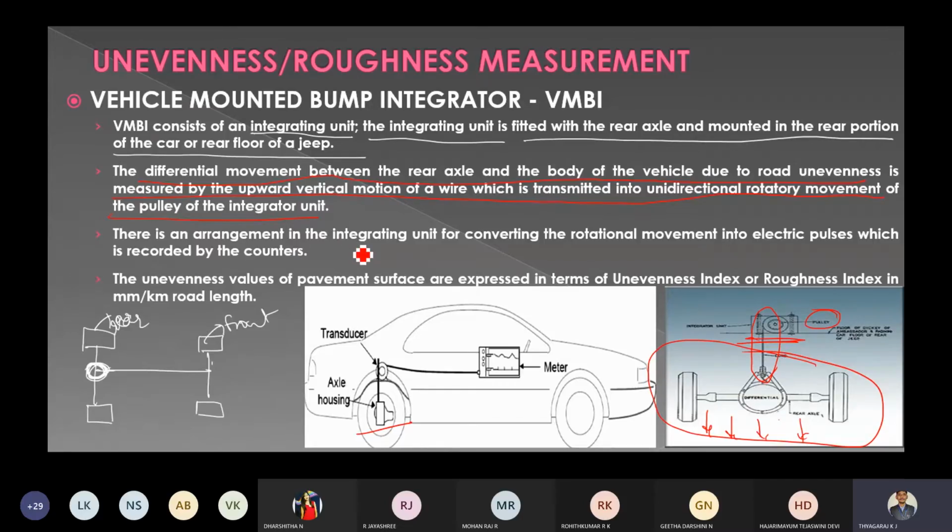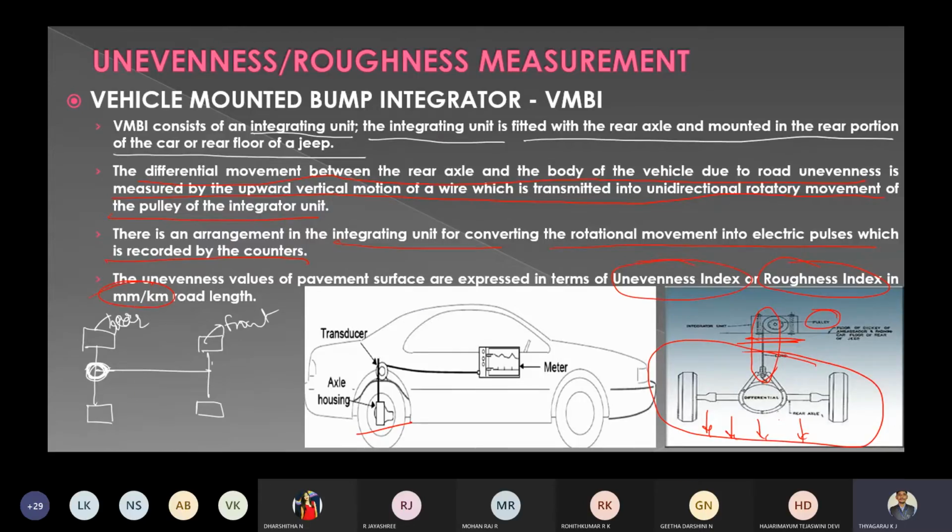And there is an arrangement in the integrating unit for converting the rotational movement into electrical pulses, which will be recorded by the counter. So the wheel will be moving, and that rotational movement will be converted into electrical pulses, which will be recorded in the reading counters. Then the unevenness value of the pavement surface is expressed, again in terms of roughness index or unevenness index, which is millimeter per kilometer.